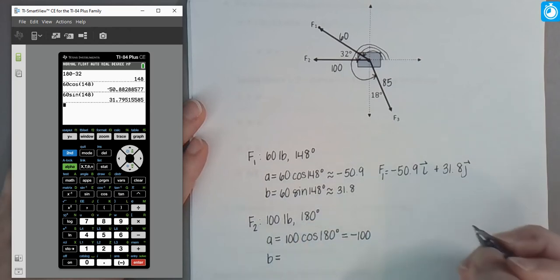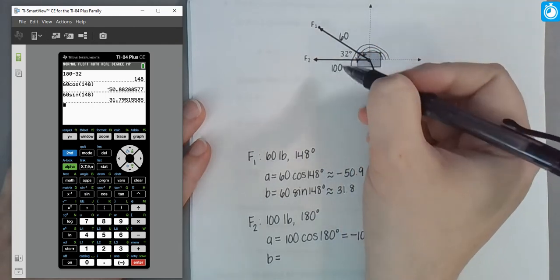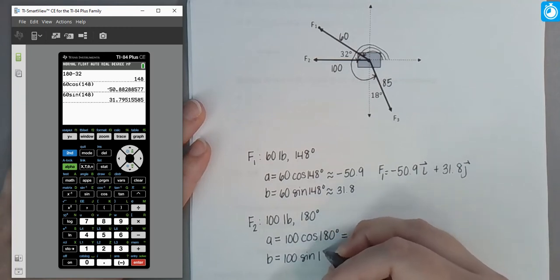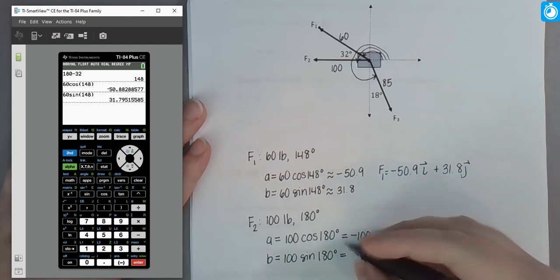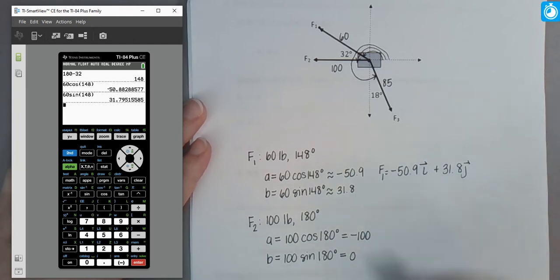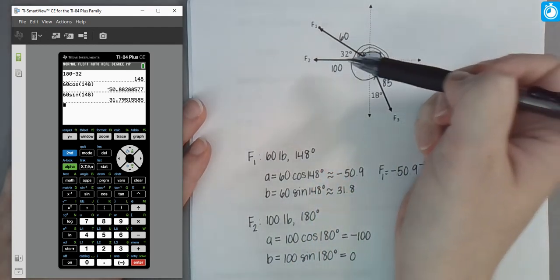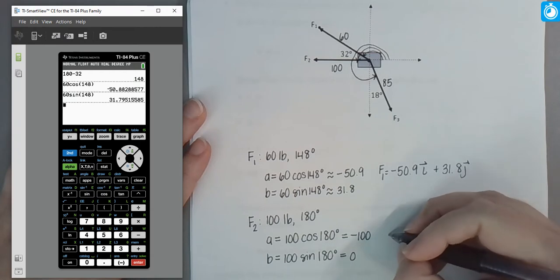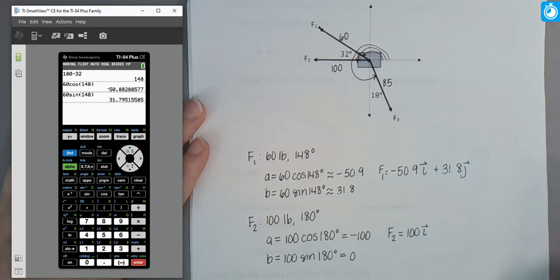Now you can probably guess what the vertical component is going to be just looking at the picture. If we're only moving horizontally and not moving vertically, what can we say about the vertical component? Well, let's verify that algebraically. So 100 times the sine of 180 degrees. The sine at 180 degrees is 0. So 0 times 100 is going to be 0. So this particular force, as indicated by this graph, is only applied in the horizontal direction. There is no vertical component. So when we write the unit vector notation, we only have a multiple of I. We don't actually have a multiple of J.